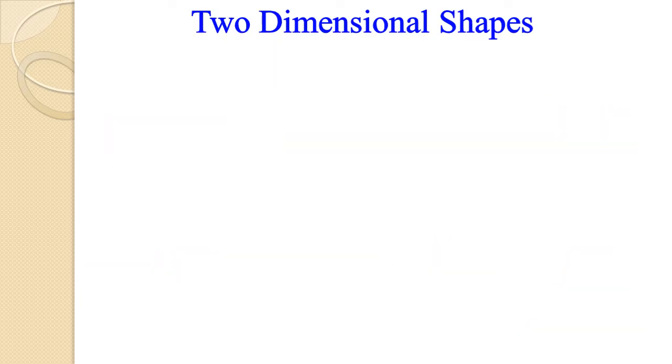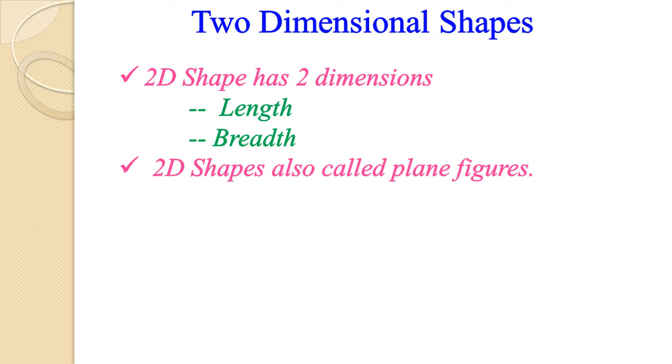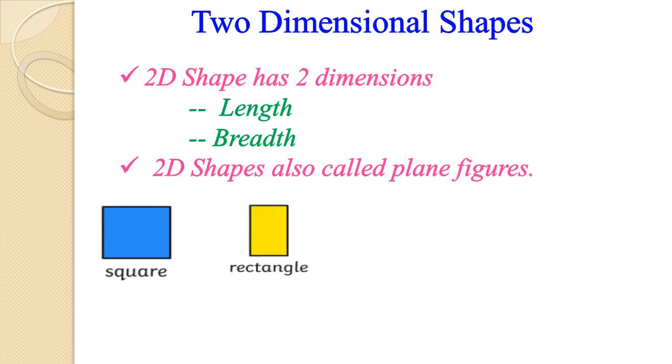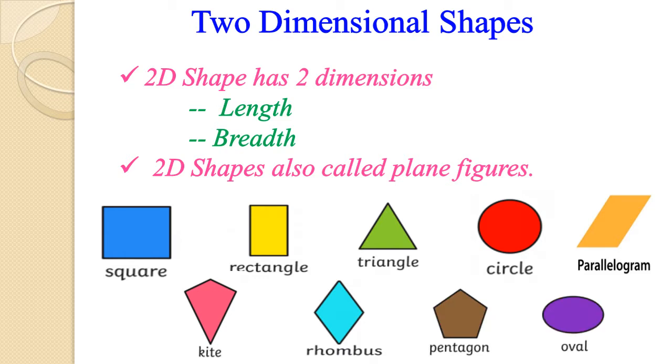So first let us learn what are two-dimensional shapes. Two-dimensional shapes are called 2D shapes. So 2D shapes have two dimensions, that is length and breadth. Therefore 2D shapes are also called plane figures. So here the square, rectangle, triangle, circle, parallelogram, kite, rhombus, pentagon and oval are examples of two-dimensional shapes.